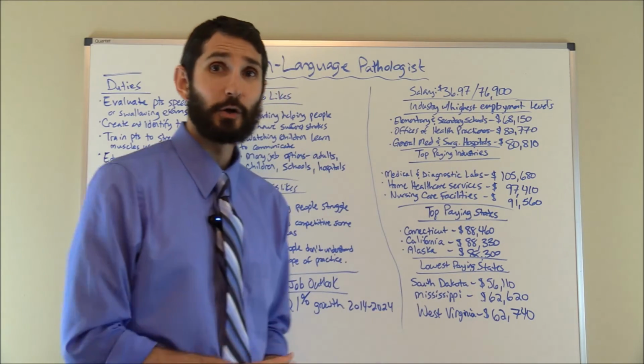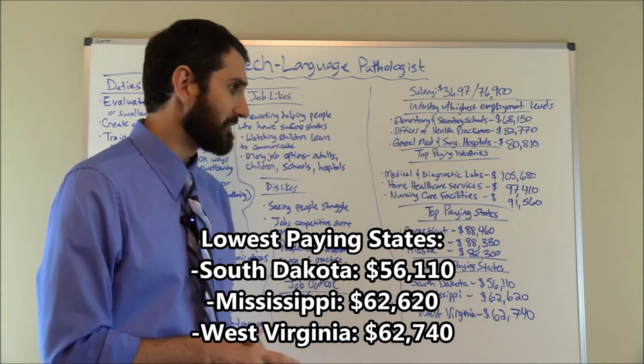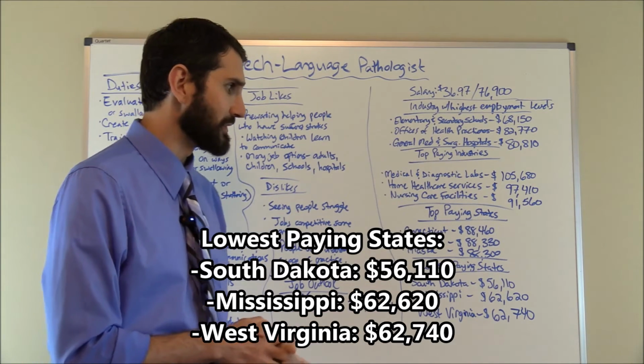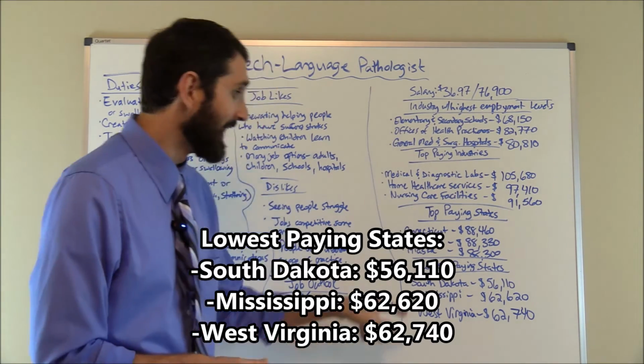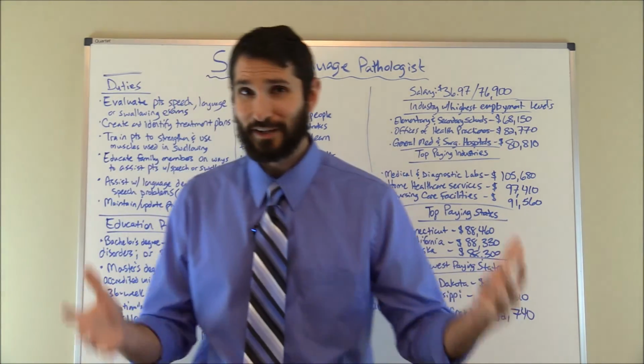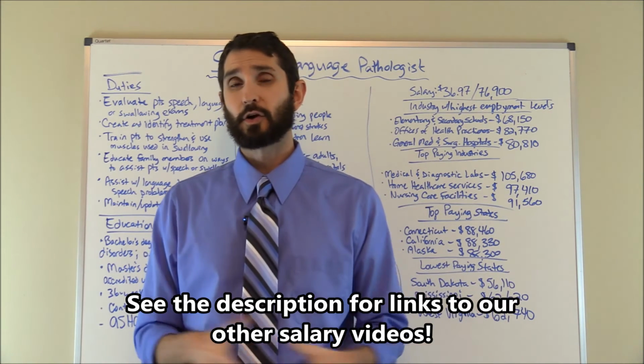$88,300. But what about the lowest paying states? Well, South Dakota came in at the bottom, $56,110 was the average. Mississippi, number 2, $62,620. And then West Virginia, number 3, $62,740.